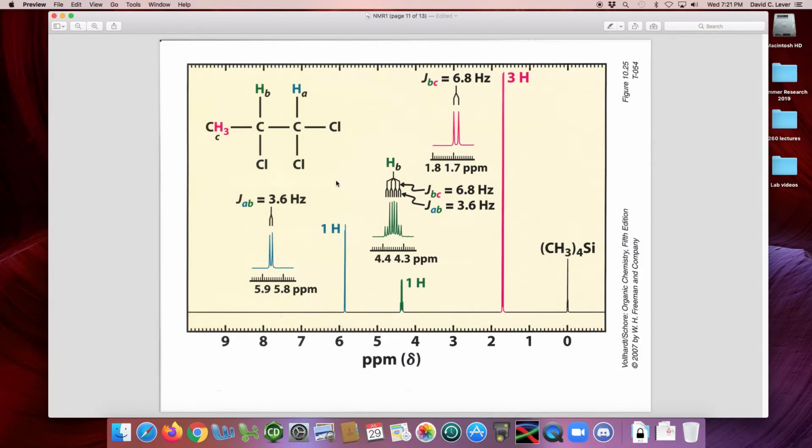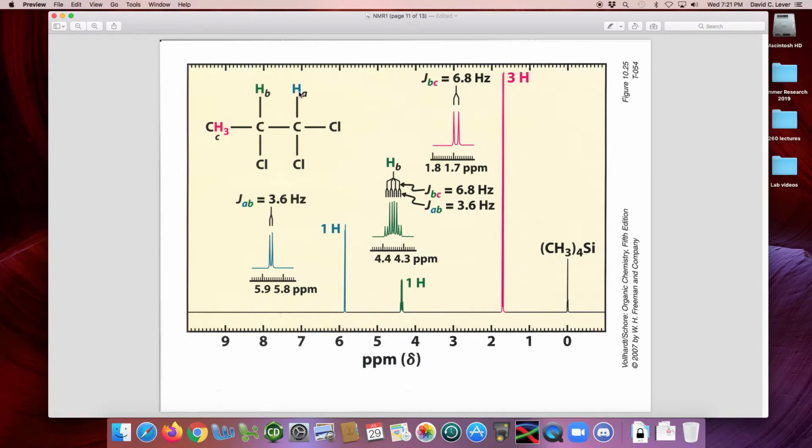So here's a slightly more complicated one. This is 1,1,2-trichloropropane. So 3 carbons, 1, 2, 3. Carbon 1 is the one with 2 chlorines on it. The CH3 is split into a nice doublet by hydrogen B. 6.8, that's close to 7. That's your normal coupling constant that you see for an alkyl group where you've got free rotation.